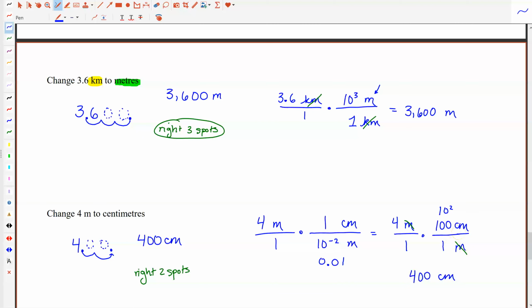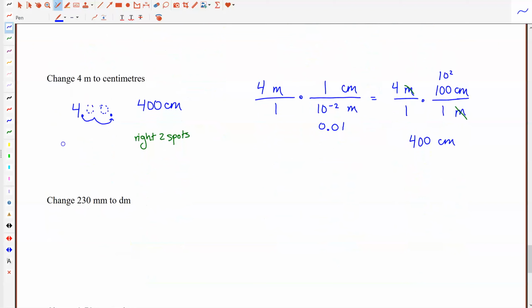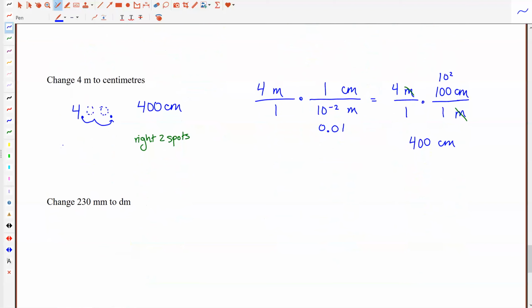Alright, so here's just a couple different ways of thinking about converting from meters to centimeters, depending on how you want to think about it. So what if I want to convert and one of the units is not my base? How do I end up doing that? So we're going to change 230 millimeters to decimeters.